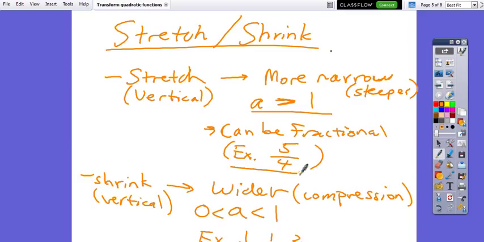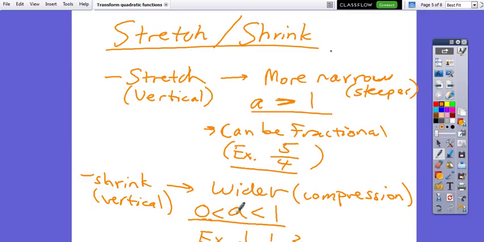We have a vertical shrink when our A value is between 0 and 1. This is how we write the notation for A being between 0 and 1: 0 is less than A is less than 1. So it's a fraction between 0 and 1. It can't be 1, it can't be 0, it's in between. So, for example, 1/5 or 1/4 or 2/3. If those are our A values, since these values would represent the rise, then we would have a wider graph.